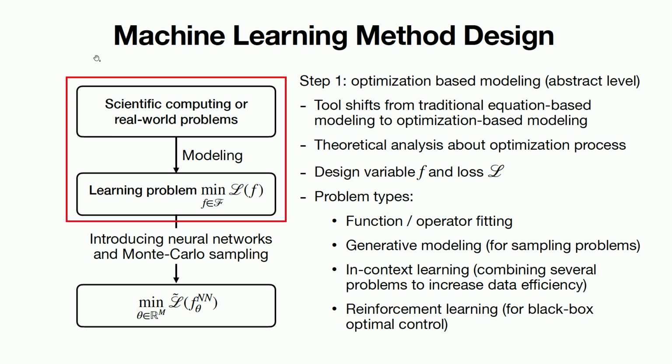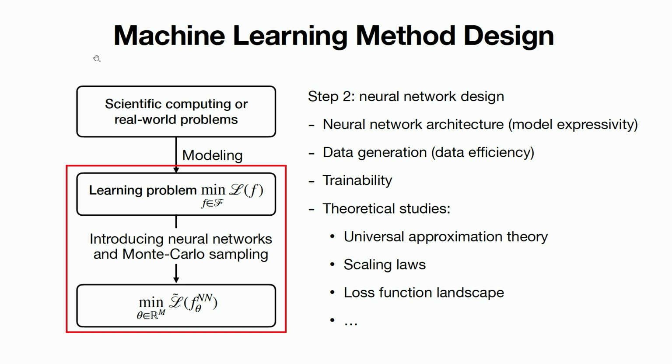And if you want to solve a sampling problem, then people design generative models to handle this, to have this minimization problem. And then more broadly, if you want to combine several problems to increase data efficiency such that they can learn from each other, you want to use one neural network to solve several problems, then we use in-context learning in this loss structure. Or if you want to solve a black box optimal control problem, you want to find a good policy, but you don't have the model for your environment, then you use reinforcement learning here.